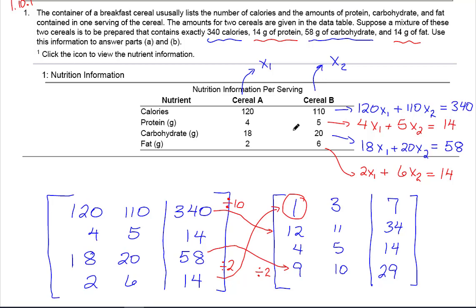What we'd like to find is an amount of cereal A and an amount of cereal B where the sum of the calories is 340. The sum of the amounts of the protein totals to 14. The sum of the carbohydrates totals to 58, and the sum of the fats totals to 14. So we'd like to figure out how much of cereal A and how much of cereal B.